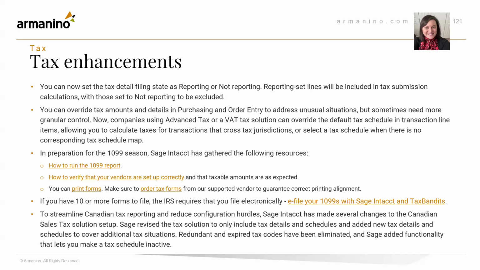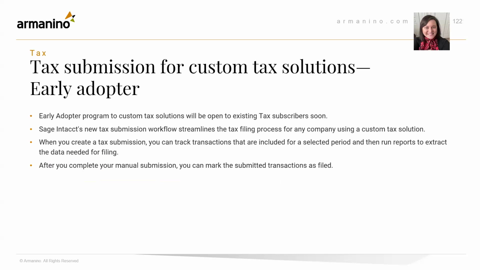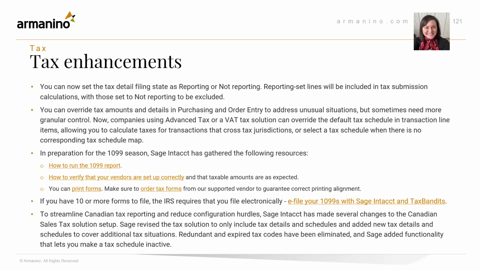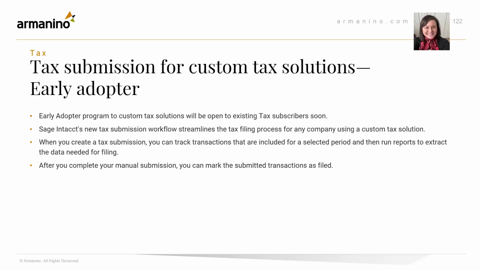There are also some links you'll receive now that 1099 season is upon us, on how to run the report, how to verify your vendor setup, printing forms, ordering tax forms, and some information about the e-file plugin provided by Tax Bandits. You would need to sign up for a Tax Bandits subscription, but you can do that through your Intacct environment if you have the permissions to adjust your subscriptions. For Canadian tax, we'll gloss over that in the interest of time; you can read through those updates.